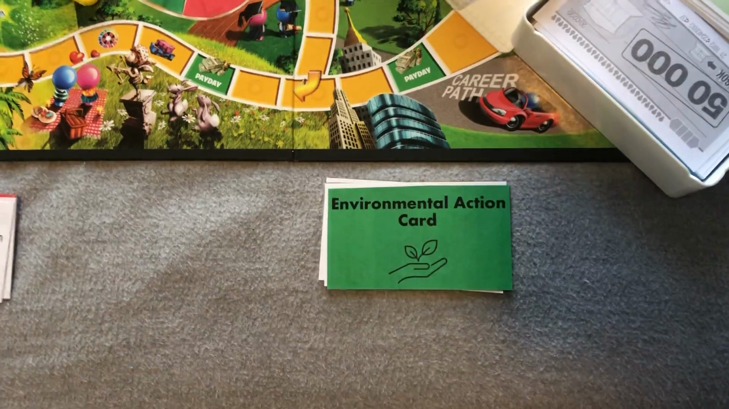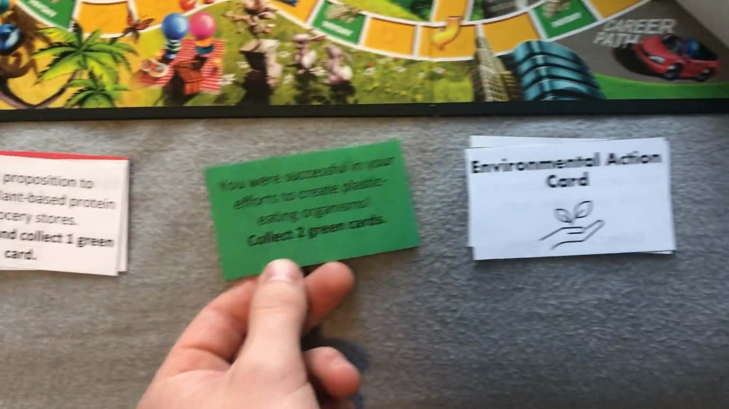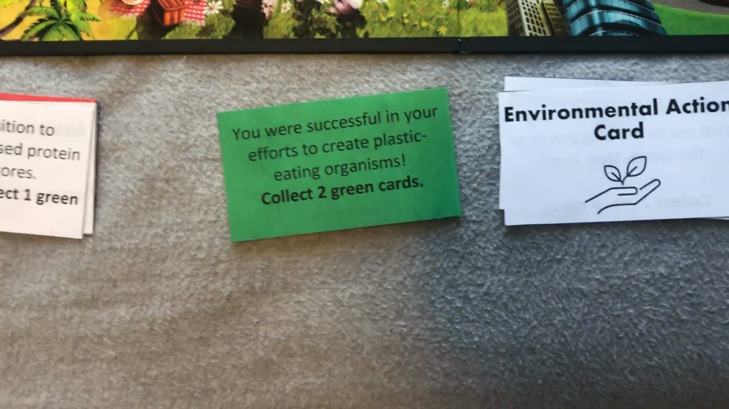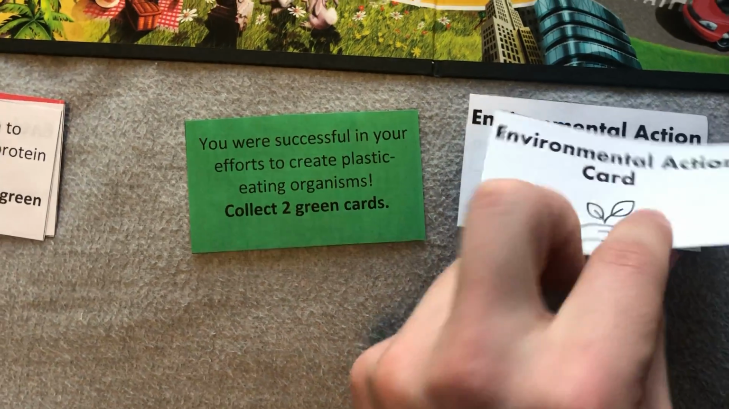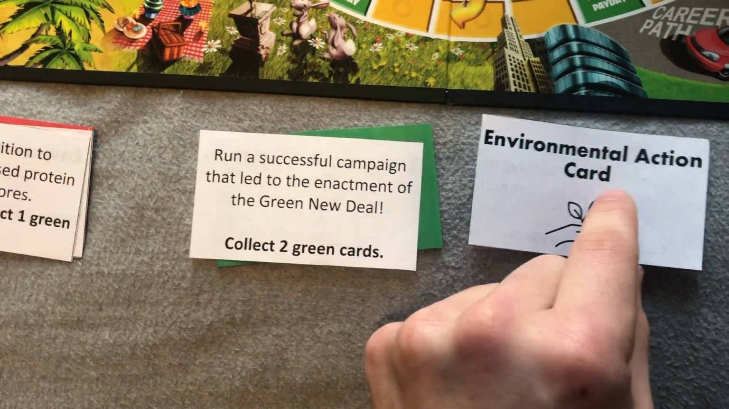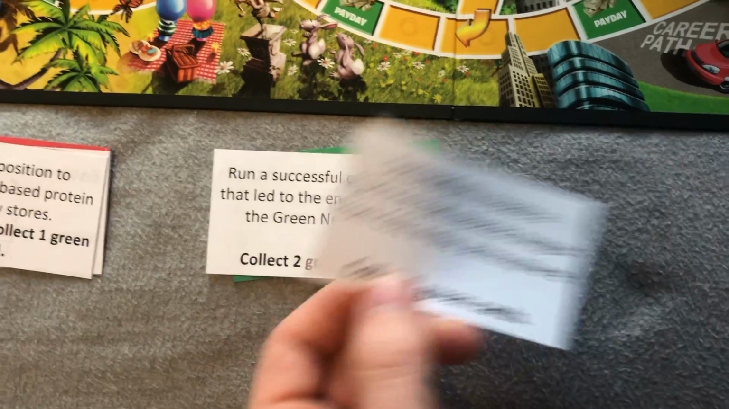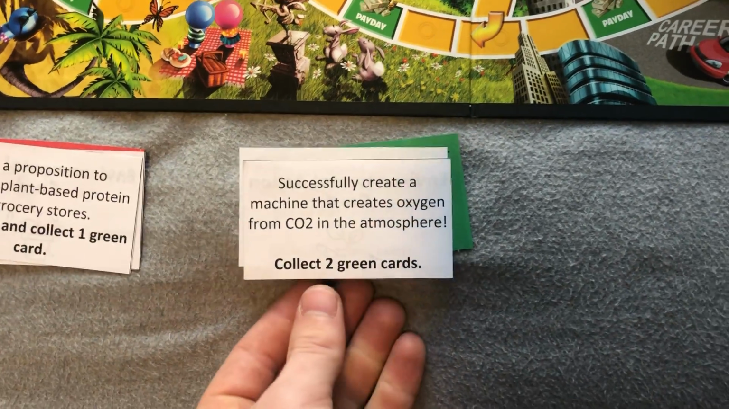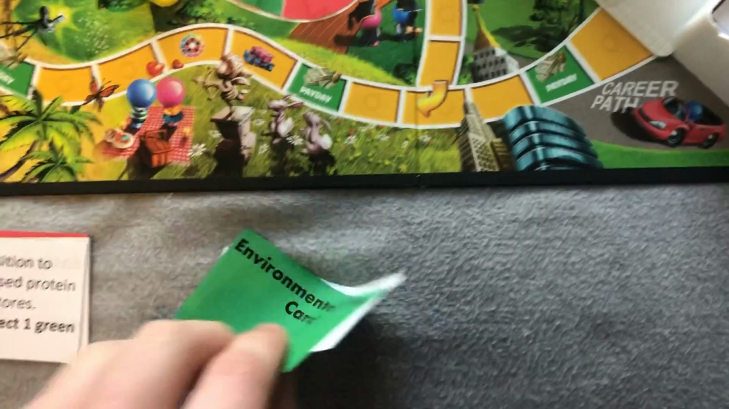And then here would be you tried and you were successful. So you don't have to pay money and you collect 2 green cards. You're successful in your efforts to create plastic-eating organisms. You run a successful campaign that led to the enactment of the Green New Deal and successfully created a machine that creates oxygen from CO2 in the atmosphere. So once again, those environmental action cards are pretty cool.